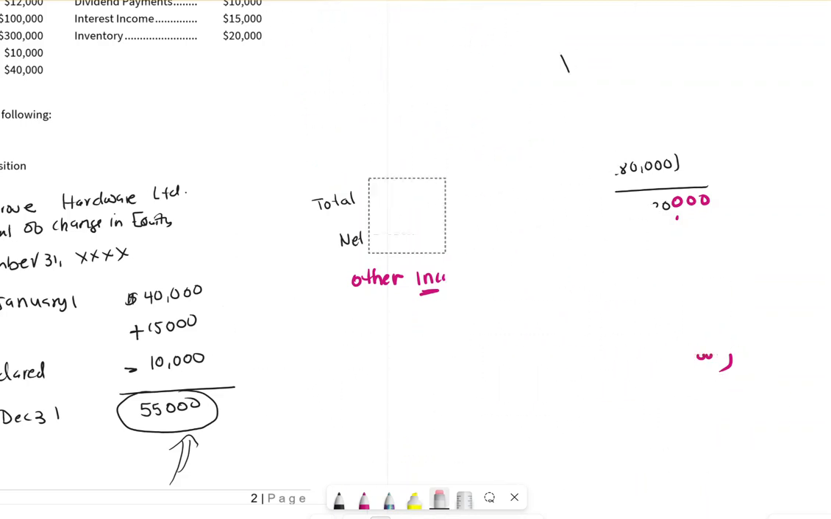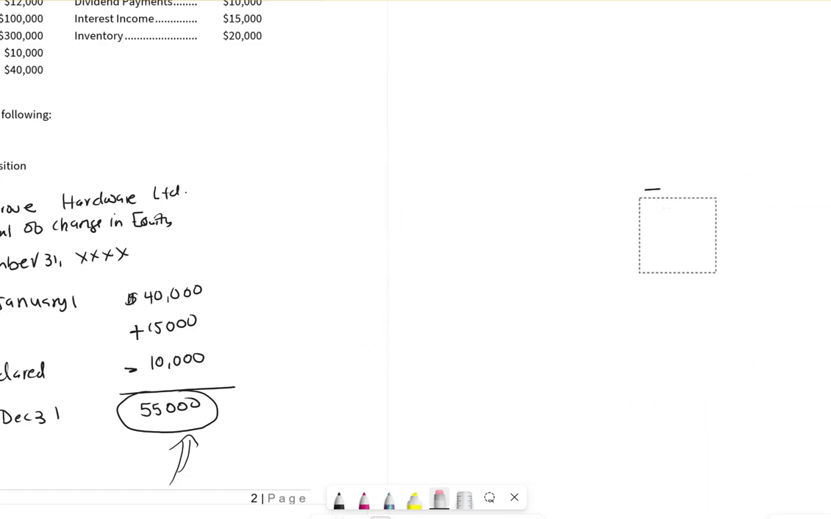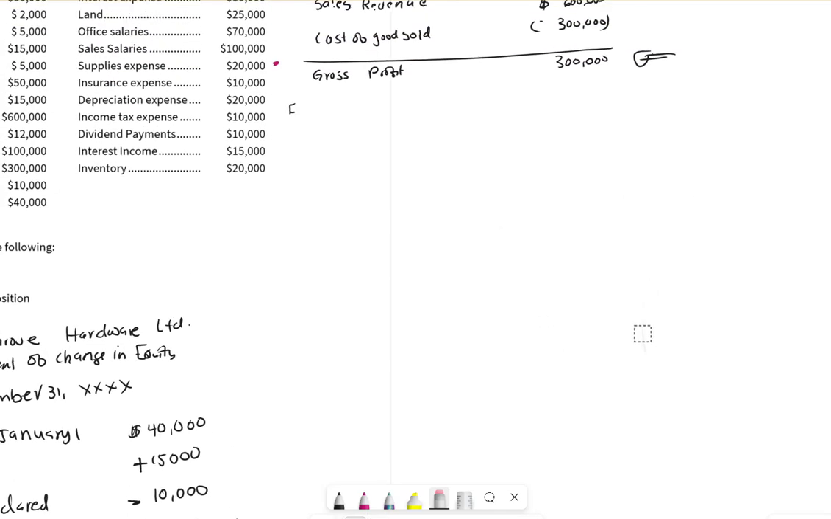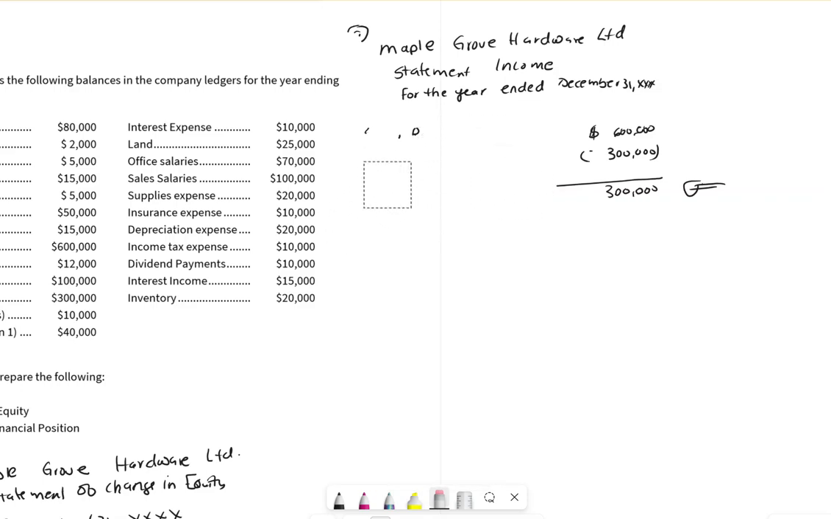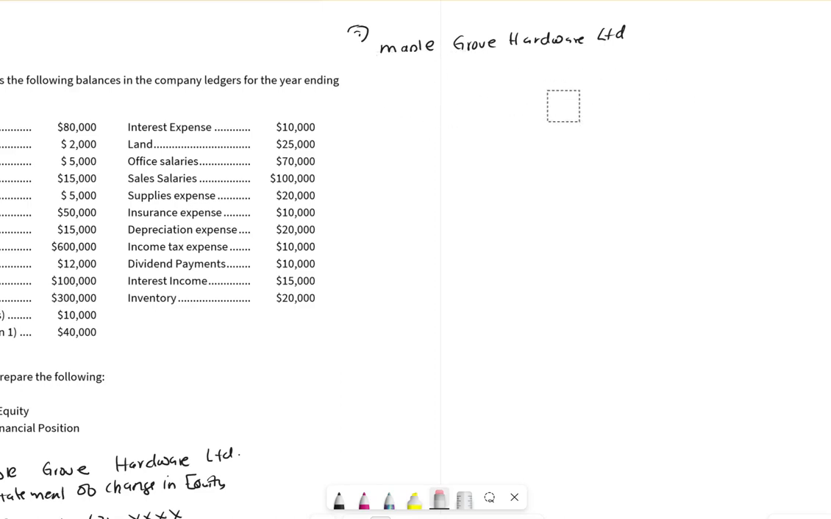So we use the statement of financial position. It used to be called a balance sheet before. So that's what it used to be called, a balance sheet. Now we're going to call it the statement of financial position. When we say statement of financial position, the name of the company doesn't change. And what are we preparing? We're preparing the statement of financial position.